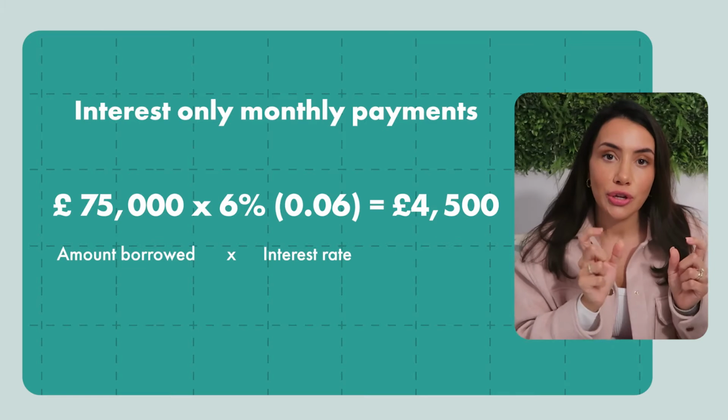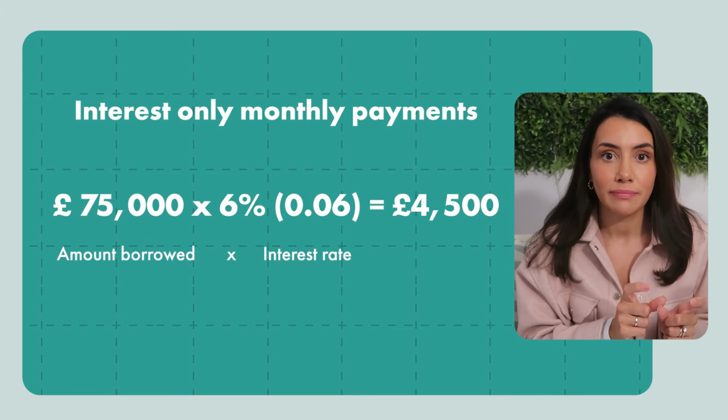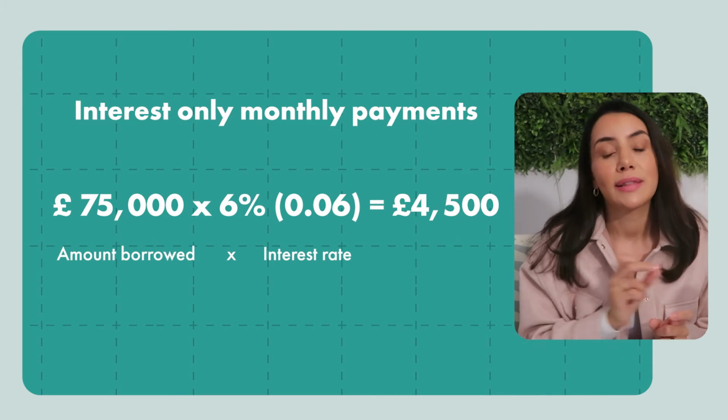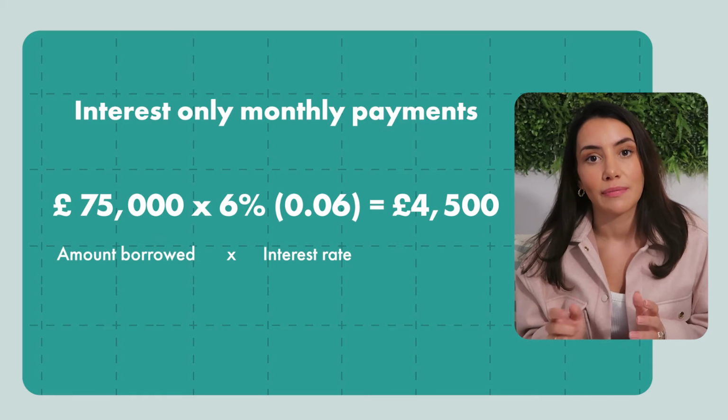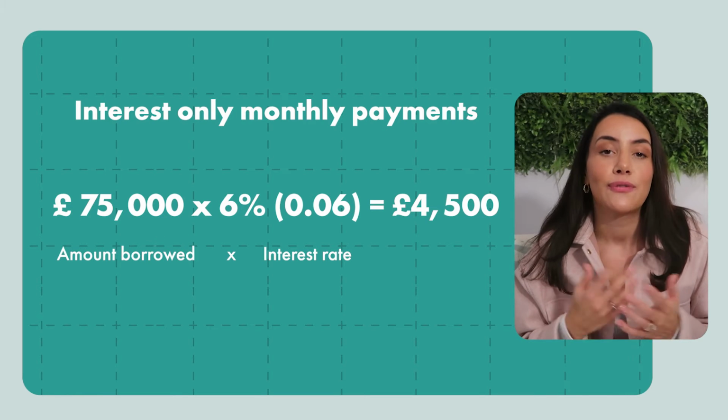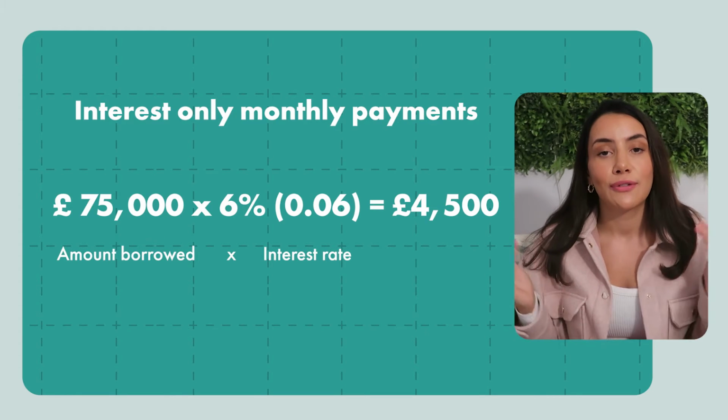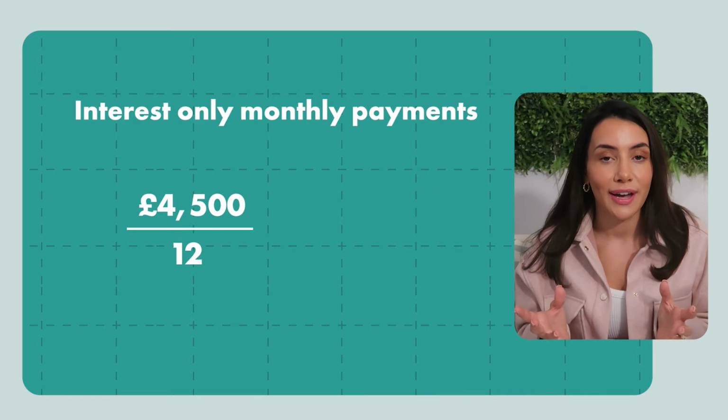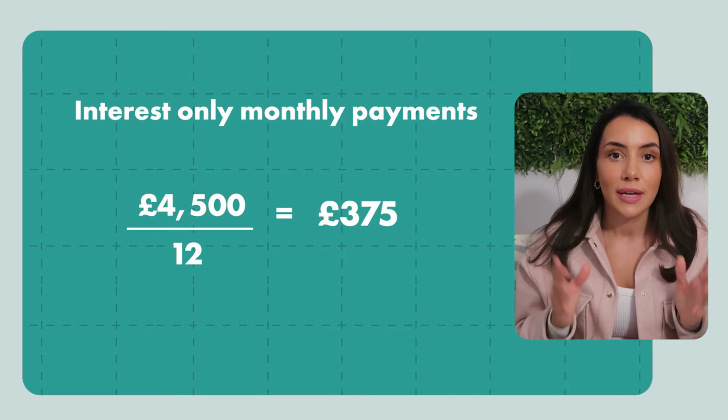So to work out how much you pay for an interest only mortgage, you multiply the amount that you're borrowing, £75,000, by the interest rate, so 6%, 0.06, and that's £4,500. You then divide it by 12 to get the monthly figure of £375. So that's what your monthly mortgage figure is.